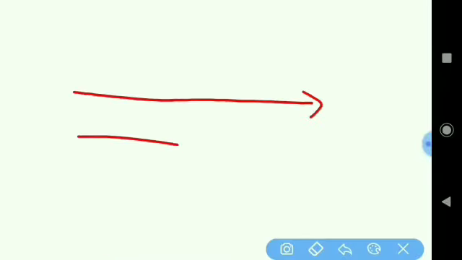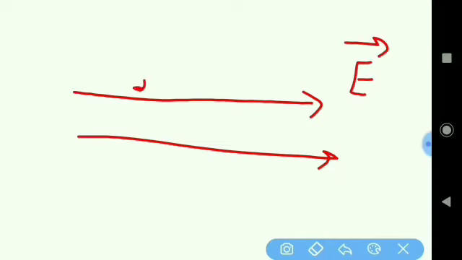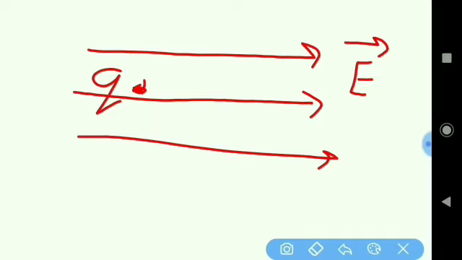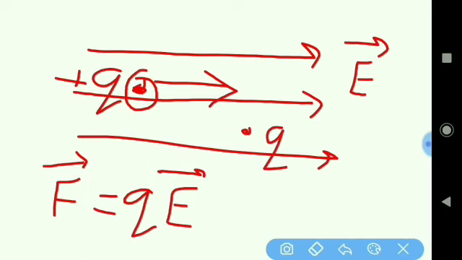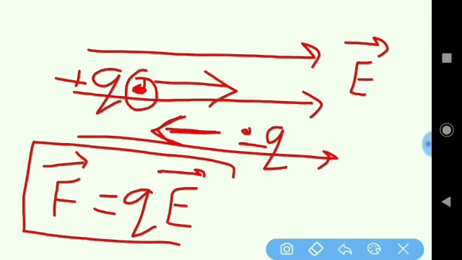Other important thing is, if a charged particle is placed in the electric field, suppose let this is the charged particle Q in an electric field, then the force will act on the charged particle according to the formula F is equal to Q into E. In this case, this charged particle experiences the force, and so it will move in the direction of electric field if this is a positive charge, and if the charged particle is negative, then it will move in the opposite direction of electric field due to this force.